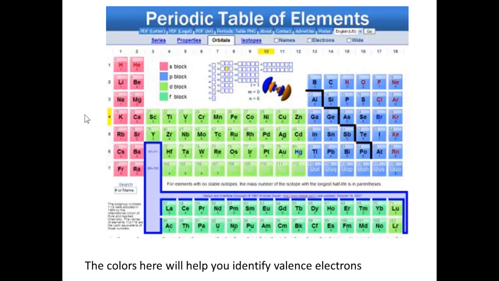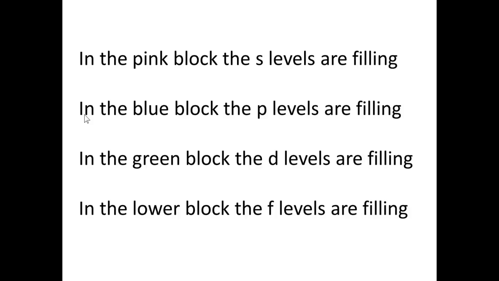If we look at the periodic table, we can see that there are patterns to it, and we've coloured the pattern here. So we have, if you like, a pink pattern, a green pattern and a blue pattern. In the pink block the s levels are filling, in the blue block the p levels are filling, in the green block the d levels are filling, and in the last block the f levels are filling.